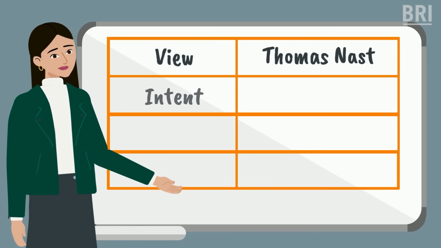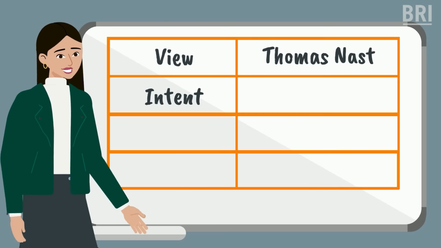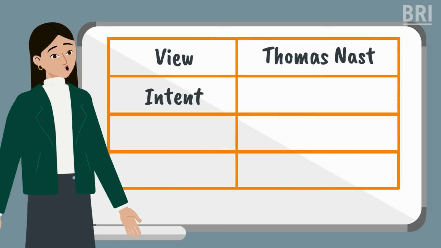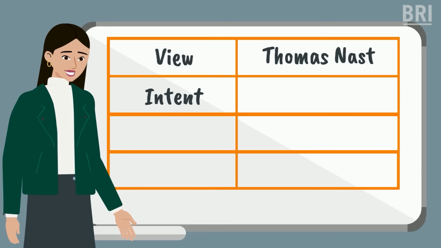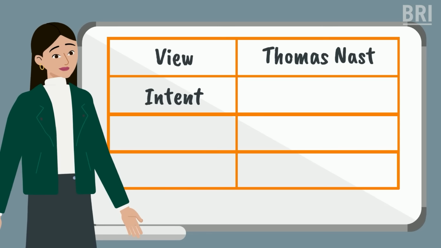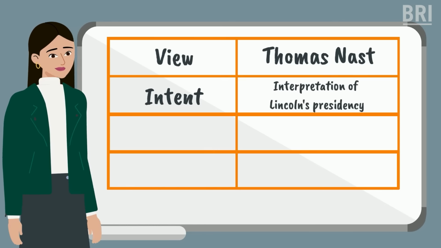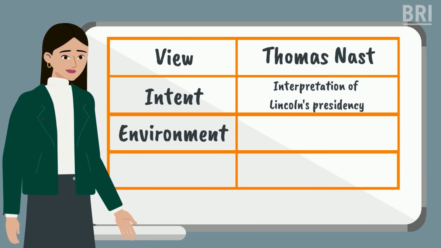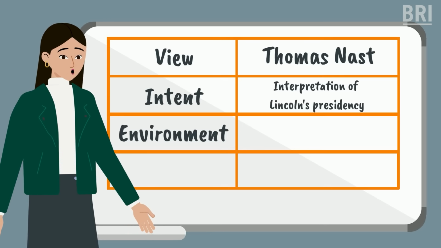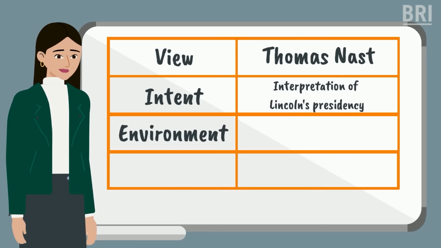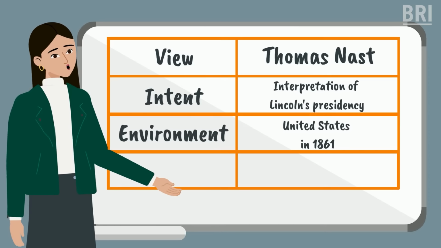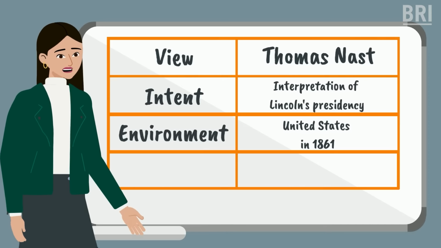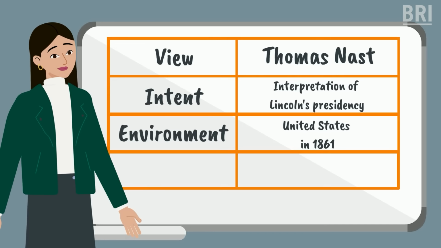Next, I, intent. Why did Nast create this? What was he trying to do? His goal is to show how Lincoln's presidency was interpreted very differently by two sides, the North and the South. On to E, environment. What events in the wider world is this source responding to? The United States in 1861 was deeply split, with growing tensions over slavery and the power of the states.